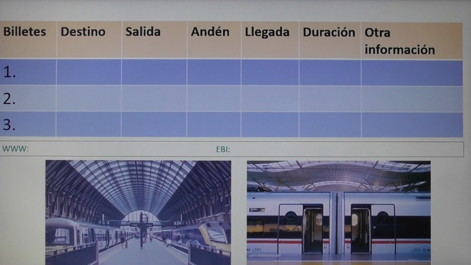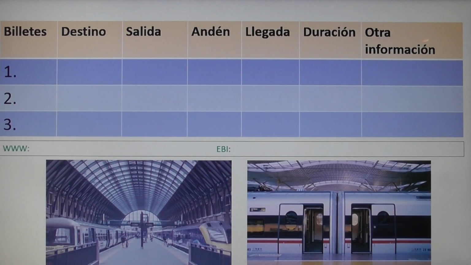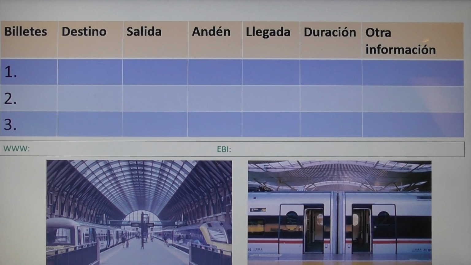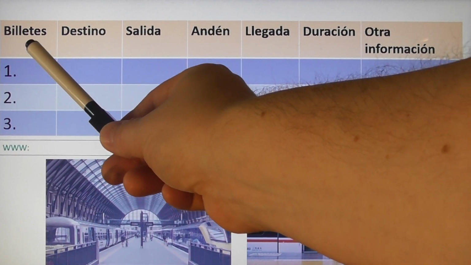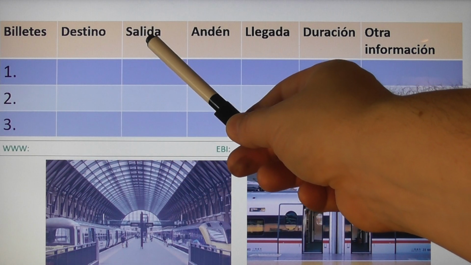Listening activity time. So, everybody's favourite. I'm really pleased. So, you can either write your answers in Spanish or English. I really don't mind, but we need to obviously understand what these columns are asking you in terms of information. So, billetes, hopefully you know now, is tickets. Destino, destination.